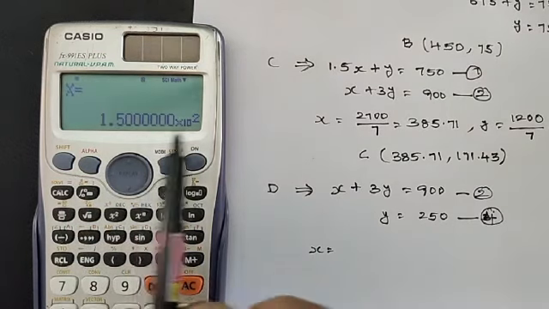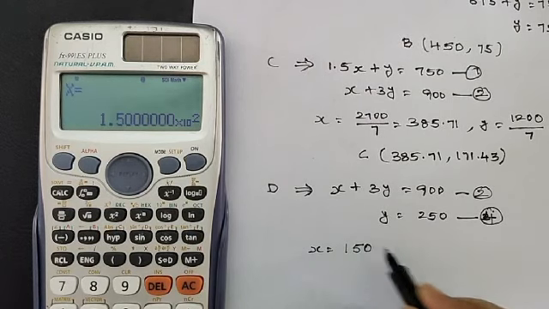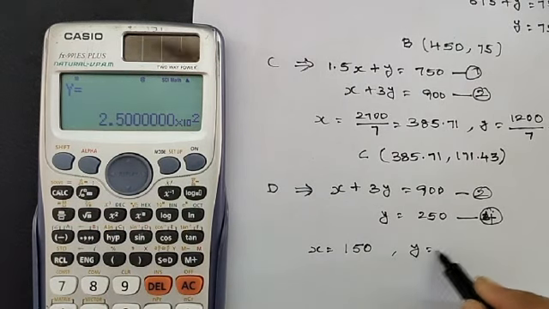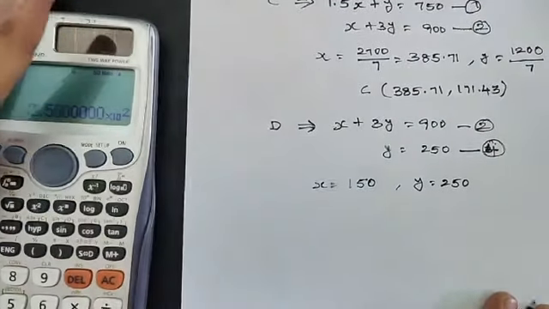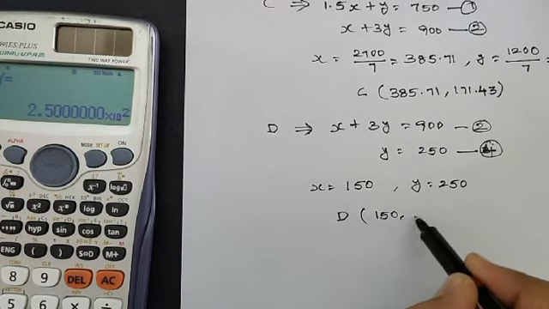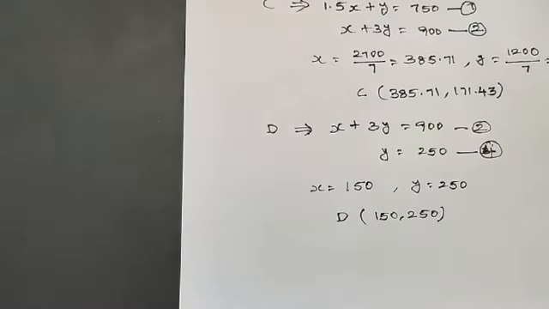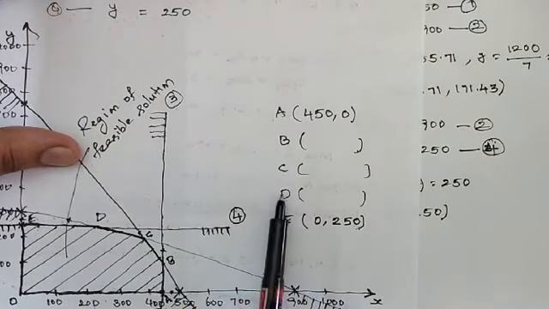Then what is the value of x? You got 1.5 into 10 square, which means x equals 150, right? Then what is the value of y? Again press equals, 2.5 into 10 square means 250. Same, right? So y is 250, which we already know. So in vertices form, x value 150, y value 250, right? Now we got the vertices of all points. A, C, E we already know. Now we calculated B, C, D.